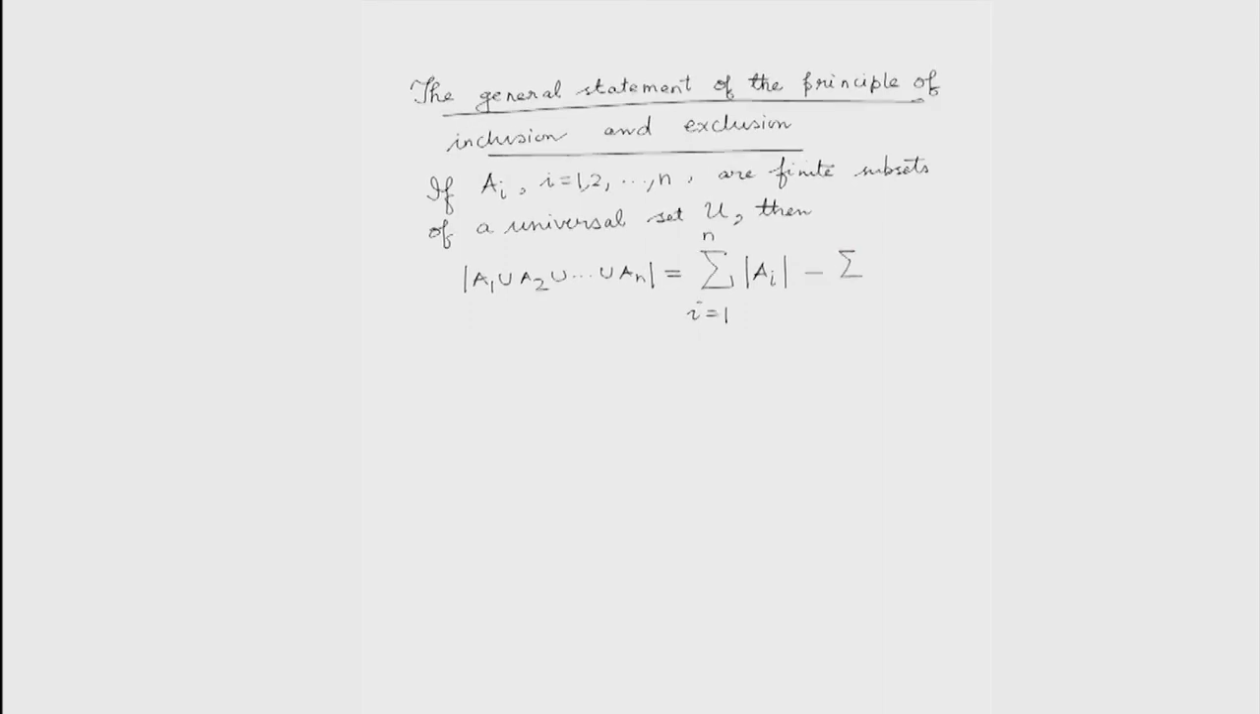minus sigma i, j where i is less than j, cardinality of A_i intersection A_j, plus sigma i less than j less than k, cardinality of A_i intersection A_j intersection A_k, and it will go on like this to the final term, minus 1 raised to the power n minus 1, A_1 intersection up to intersection A_n.